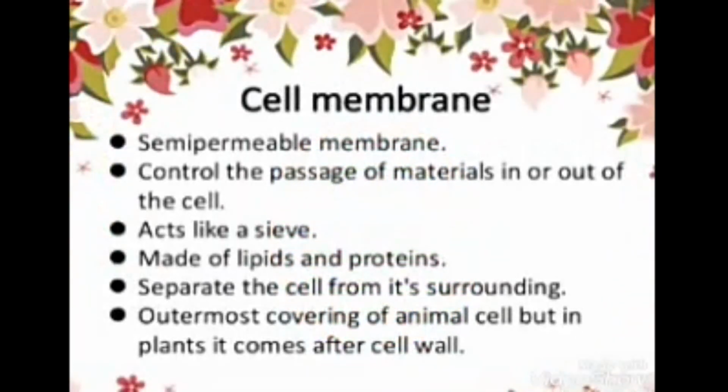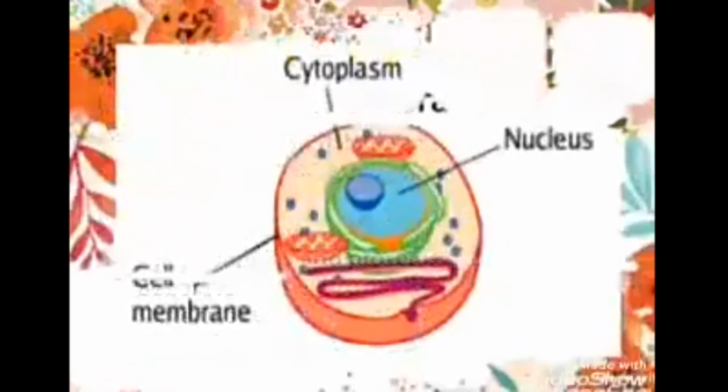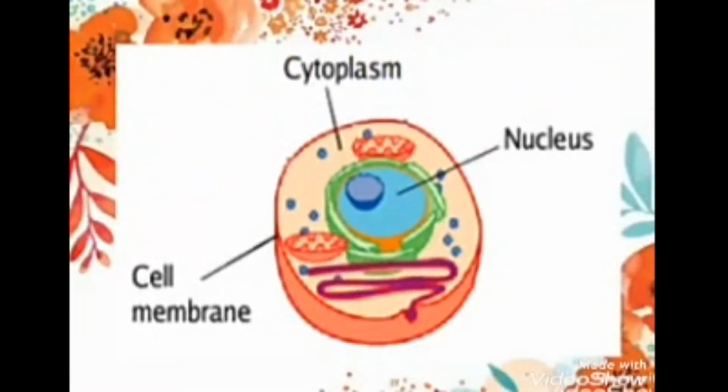This is cell membrane. Cell membrane is a semi-permeable membrane that controls the passage of materials in or out of the cell. It acts like a sieve and it is made up of lipids and proteins. It separates the cell from its surroundings. It is the outermost covering in animals.